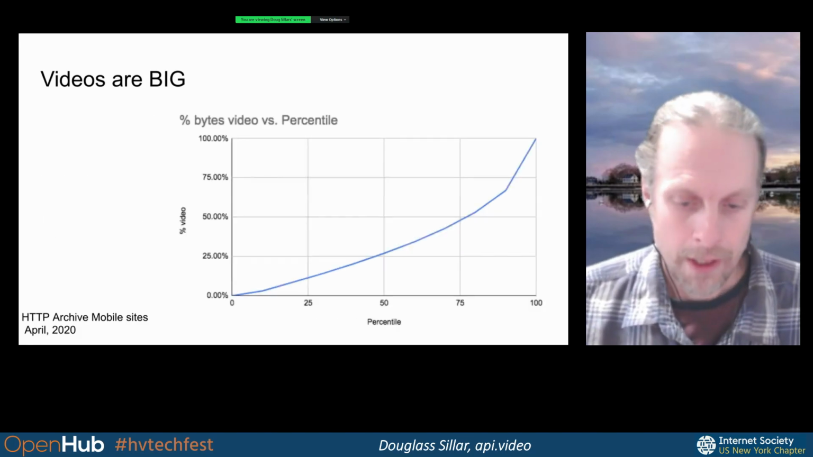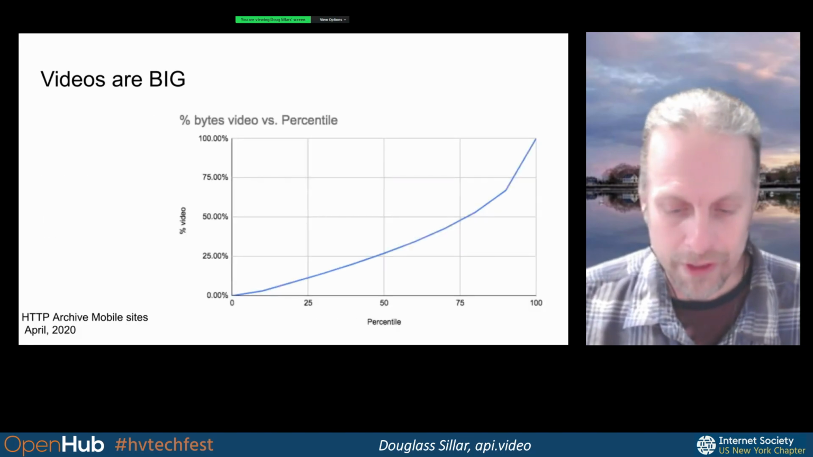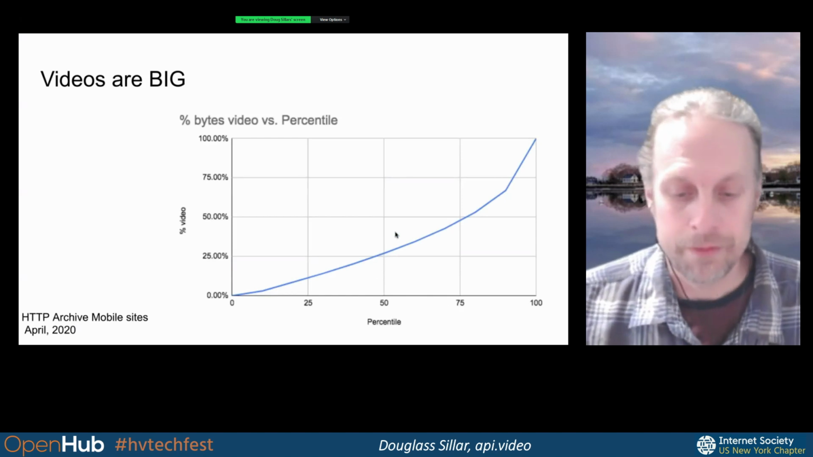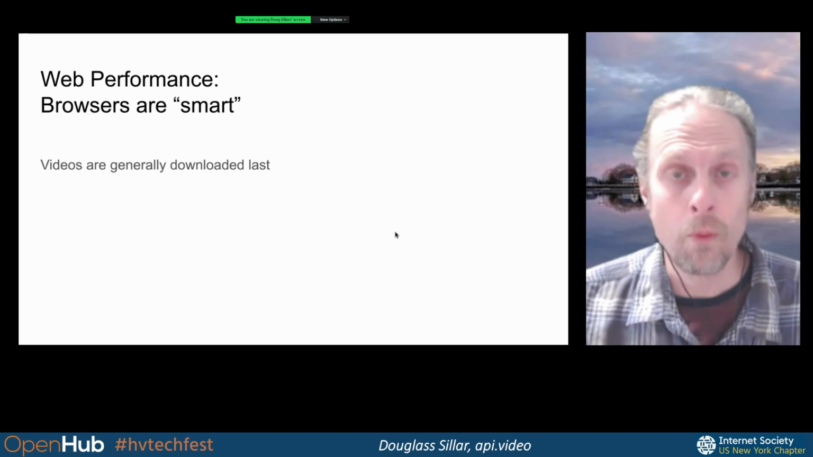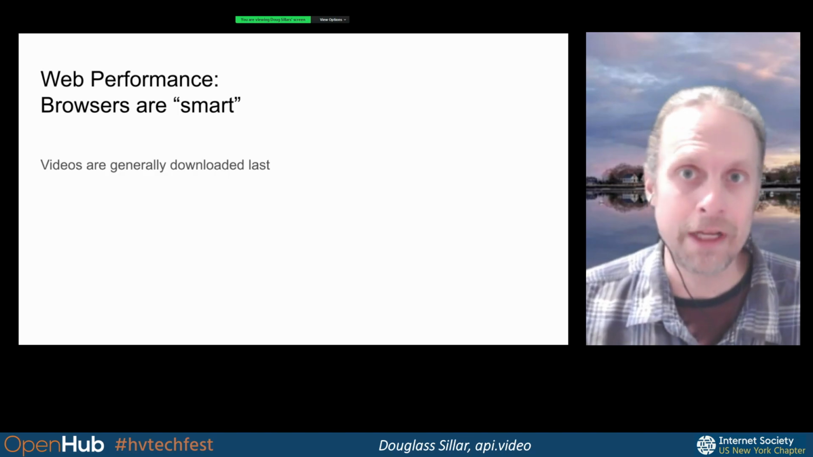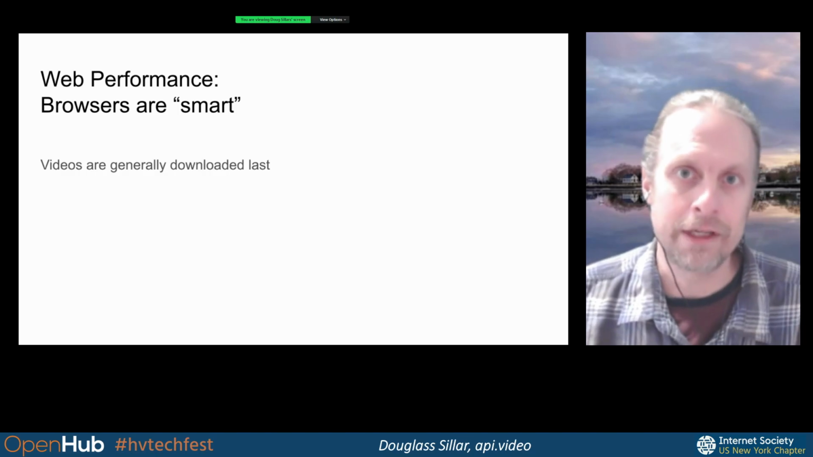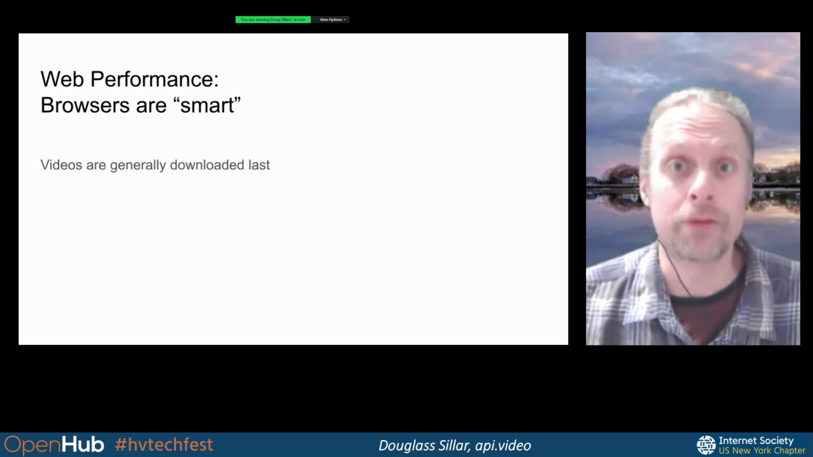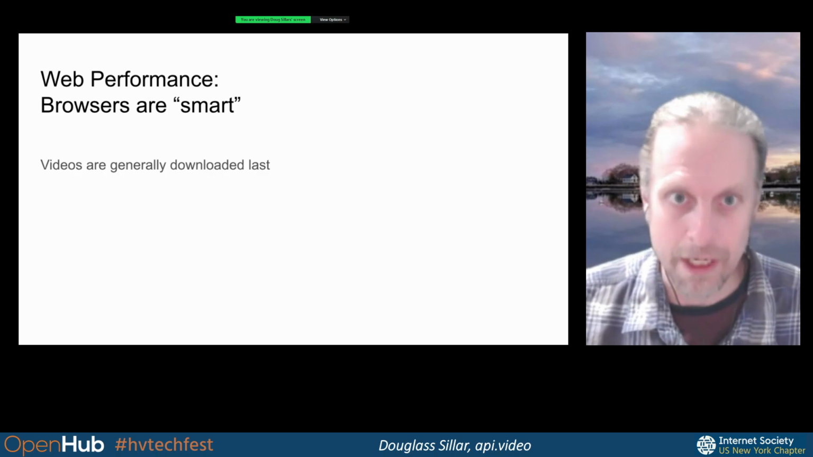250% larger. Videos are large, right? So the median video is 25% of your page. So when you talk about web performance, if you have a video on your web page, browsers are smart, and the videos are usually the last thing downloaded, unless you tell the browser to speed up the download to make the download faster.